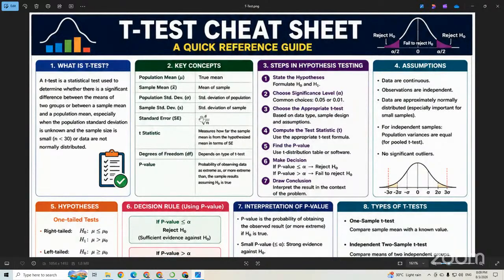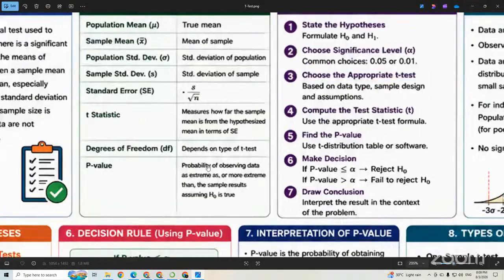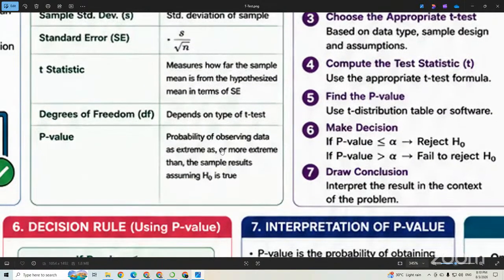And what are the key factors? Key concept: population, we have already discussed in the previous slide. We are required to calculate the mean of the sample which we have collected. We are required to calculate the standard deviation of the population and the standard deviation of the sample. And this is the standard error, which is s upon square root of n. The t statistic measures how far the sample mean is from the hypothesized mean in terms of standard error.